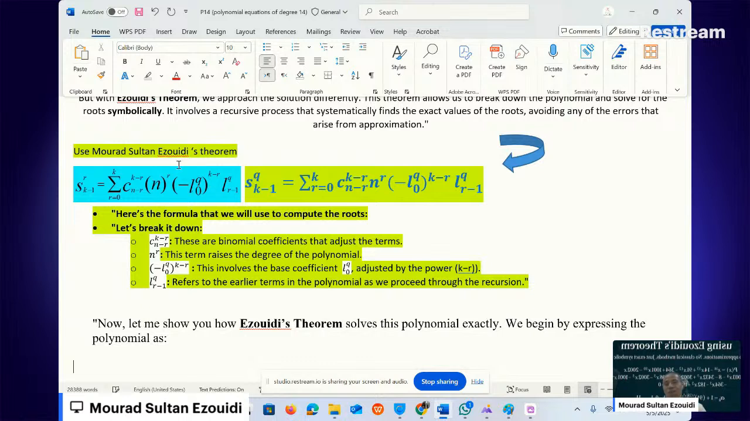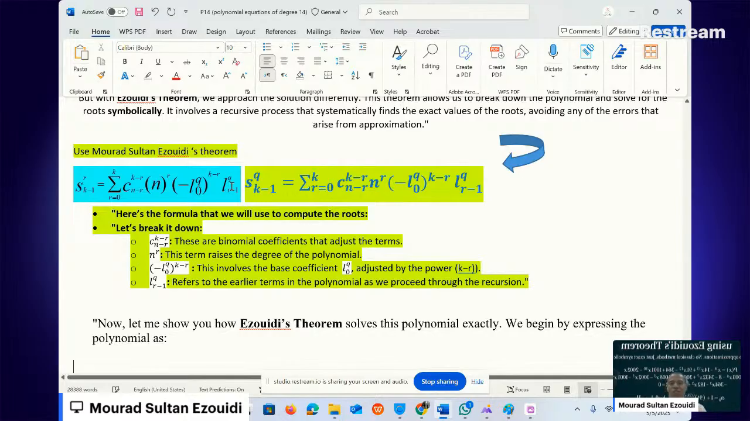Okay, so here we can see the combination n minus r choose k minus r. These are binomial coefficients that adjust the terms. And here you see n raised to the power r. This term arises from the degree of the polynomial. And a_0 of order q raised to the power k minus r. This involves the base coefficient a_0 of order q adjusted by the power k minus r. And you see the r minus 1 denotes or represents the coefficient of my 14th degree equation after making the extension from the 13 degree equation.